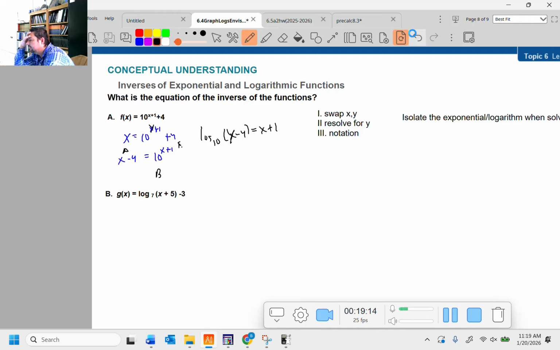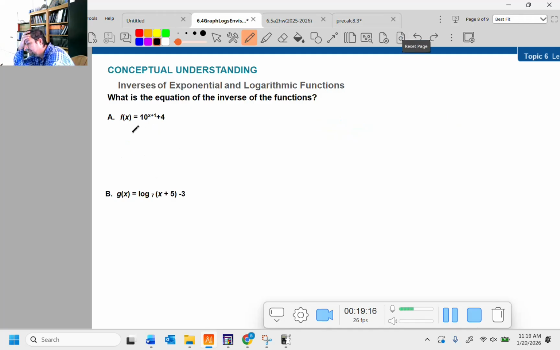Hold on. Let me go through that process again. We're going to have x minus 4 equals 10 to the x plus 1. Base, exponent, argument. I was writing stuff down, and I'm still doing it wrong because I'm still dizzy. All right, now I'm ready.